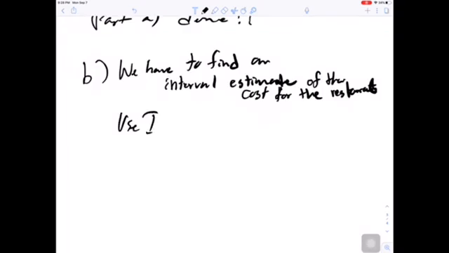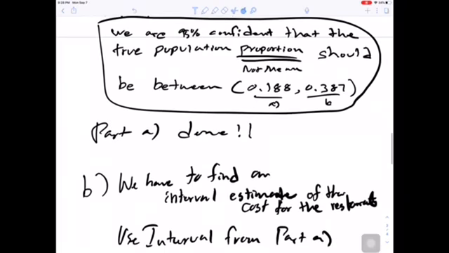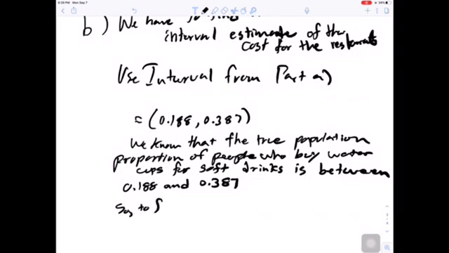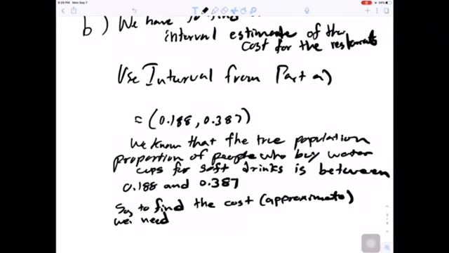In part B, we are asked to use the answer from part A in order to find our final answer in part B. So let's go ahead and do that. Now that we have this given information, the next step is to convert the proportion values, the interval we got of the proportion values, into a number. So that's our next step. Let's convert the proportions into numbers of people.